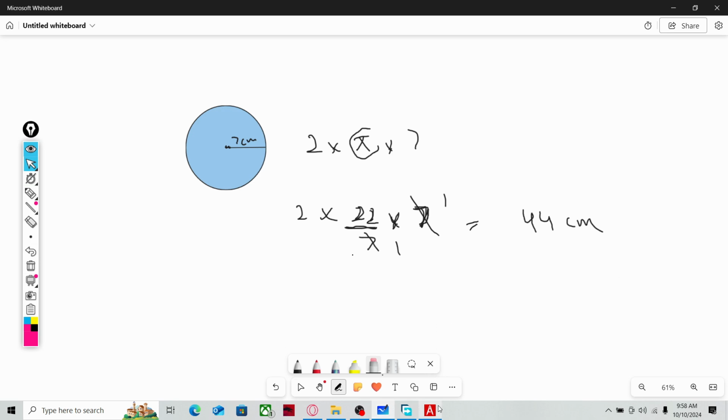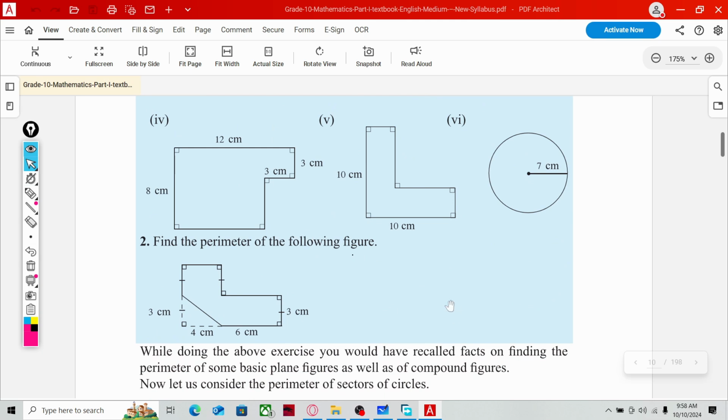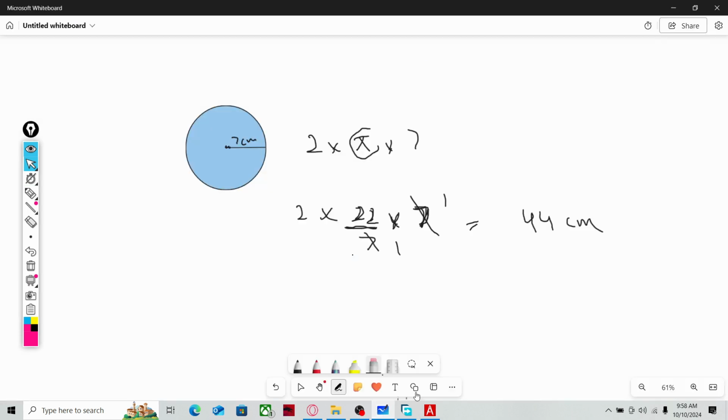I believe we do have one more figure. Yes. Find the perimeter of the following figure. This figure is also something to be considered. Let's take a look at it.